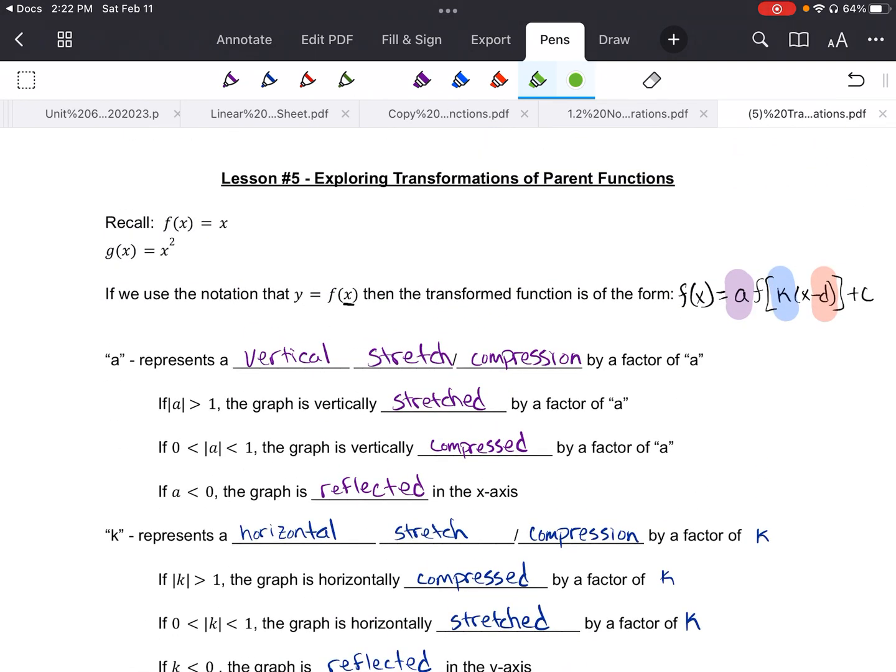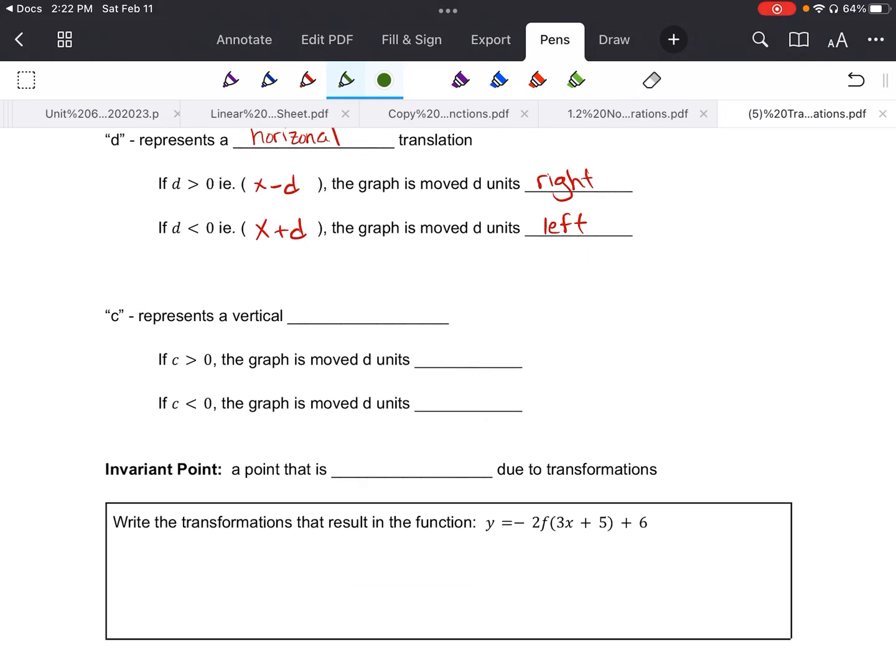All right, and then the last transformation we have is the c value. That is a vertical translation. This time, because it's not in the brackets, the c comes at the very end. You just do exactly as you see. So if c is greater than 0, you're moving up. If it's less than 0, you're moving down.